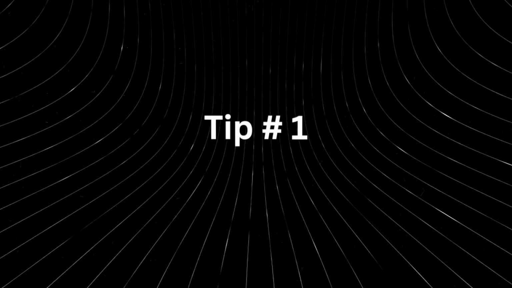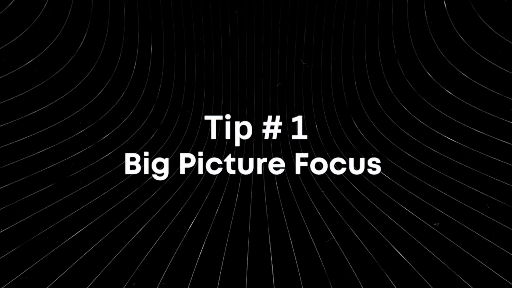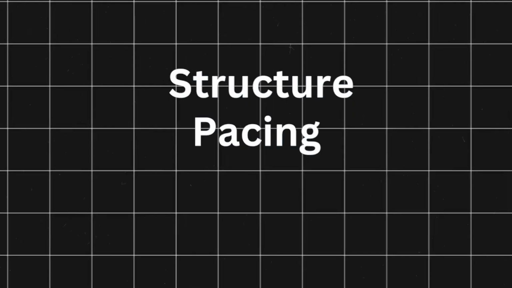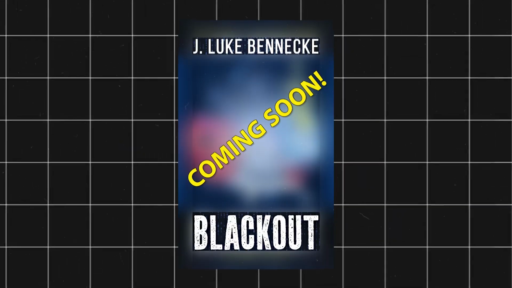Okay, time for your first tip. Big picture focus. Developmental editing is about the grand vision, the forest, not the trees. So after I had written my initial draft, I studied the overall structure, pacing, and character arcs. Again, in Blackout, this involved, for example, and among many other things, assessing whether Jake's journey was unfolding logically and if each plot point contributed to the overarching narrative.